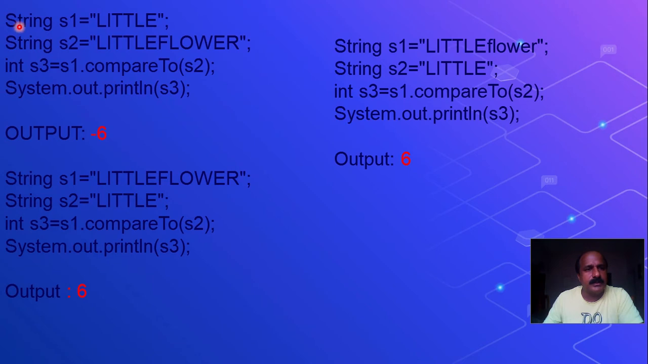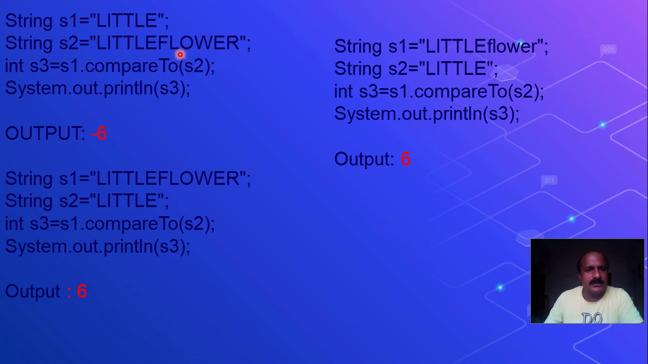Next example, string S1 is equal to "little" and S2 is equal to "little flower". I have not given any space in between the string. So let us compare this. When we compare this string with this one, all the characters of the first are present here. But in the second string, there are how many characters more? 1, 2, 3, 4, 5, 6 characters.